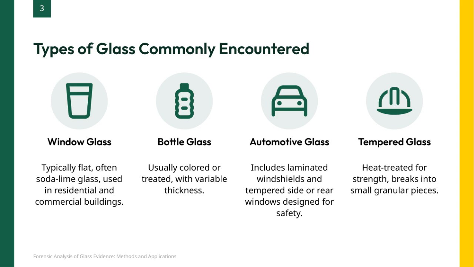Then there's automotive glass, which is specially designed for safety. Windshields are laminated to hold together on impact, while the side and rear windows are tempered to break into small, less harmful pieces. Speaking of tempered glass, this is a type of heat-treated glass that's much stronger than regular glass and shatters into small granular chunks instead of sharp shards, reducing the risk of injury. These are the main categories you'll likely run into in everyday life.